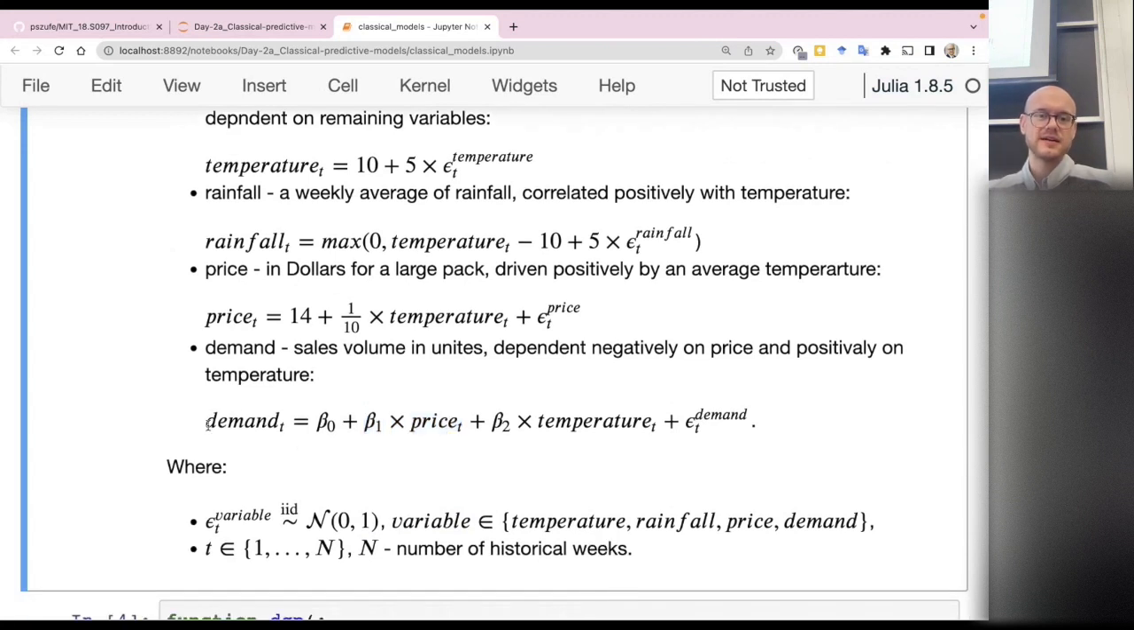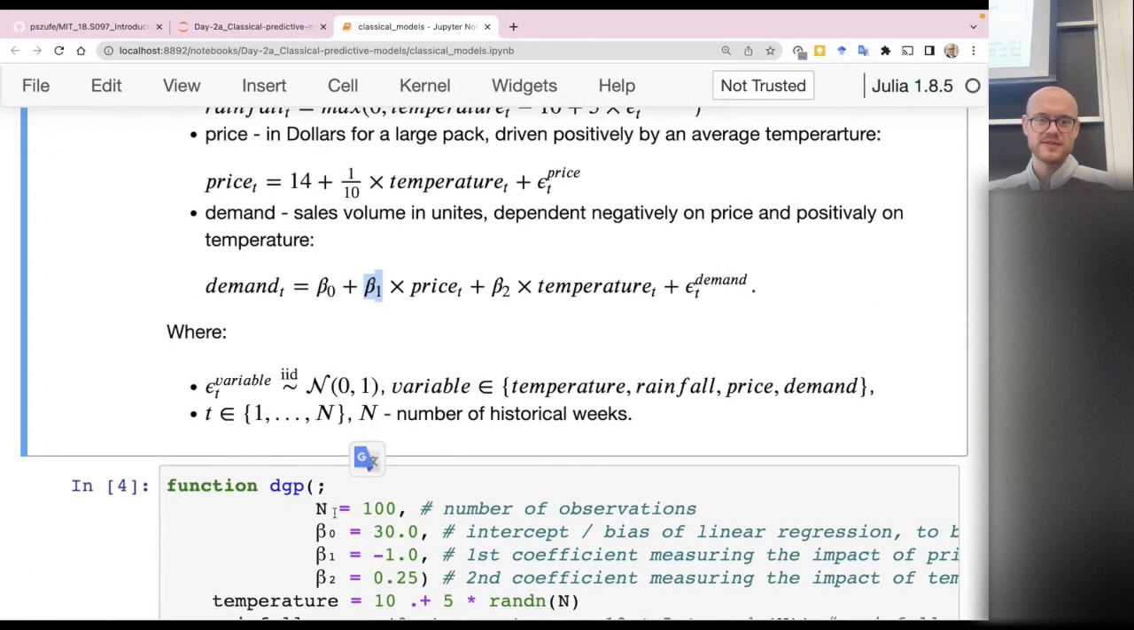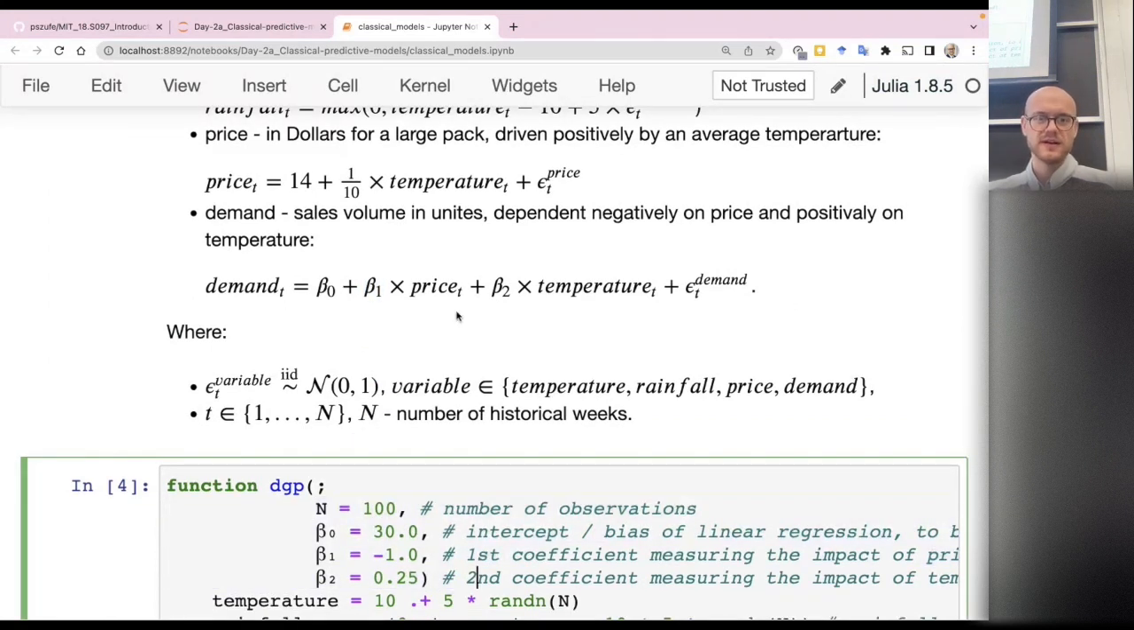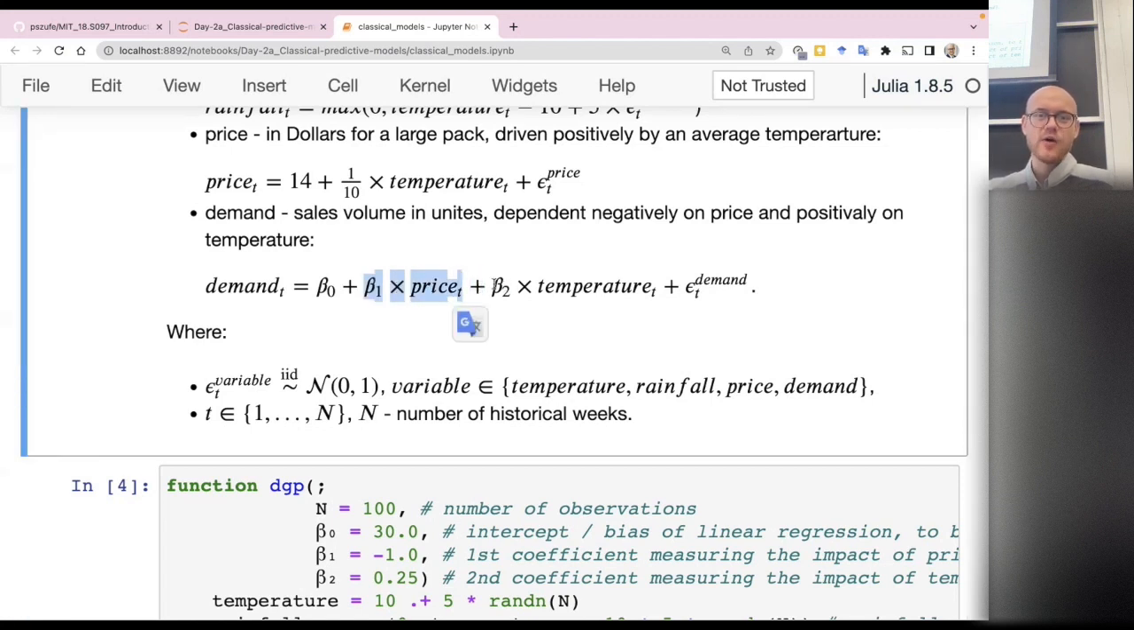Yeah, so the last equation is demand dependent on both price and temperature. Here, I do not specify beta's values. They will be soon specified here as default parameter values. But economists assume that the demand curve is a downward function, negative. So the higher the price, the lower the sales level. This is how we should typically expect. While the temperature, of course, should have a positive impact. So the higher the temperature, the higher the sales of still water.